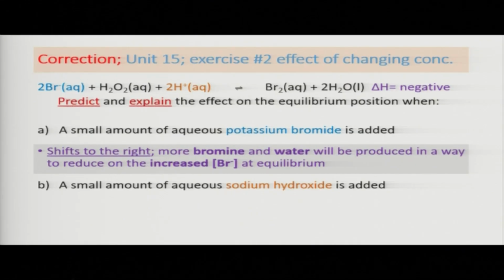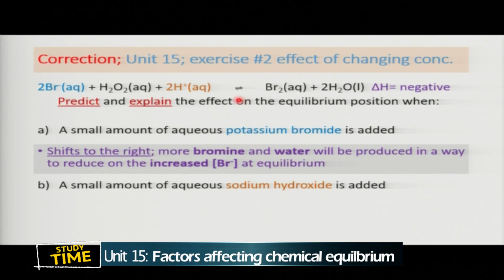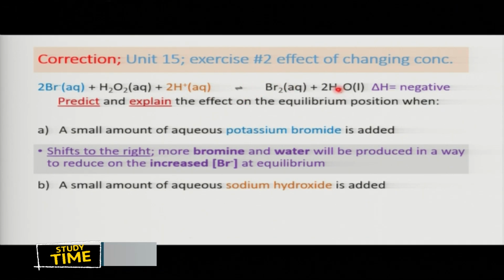So, number 2, a small amount of sodium hydroxide is added. Remember, when you add sodium hydroxide, it brings in the hydroxide ion, which will react with hydrogen ions, producing water. In this case, the amount of water on the product side will be high, but the overall amount of the reactants will be low because of the removal of hydrogen ions. So, to minimize the removal of hydrogen ions, these have to ionize, bringing back the hydrogen ions at equilibrium.